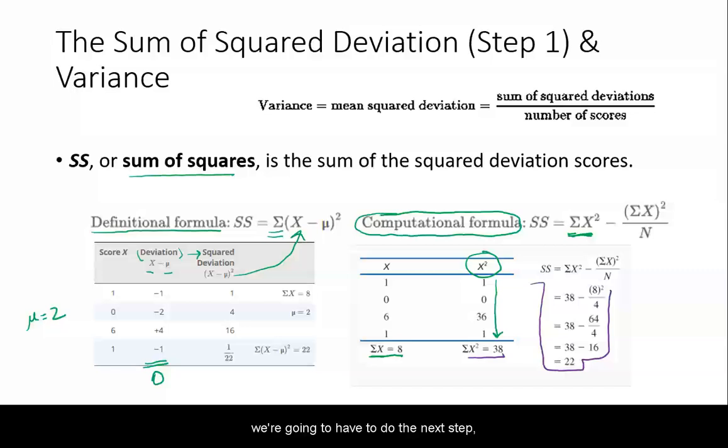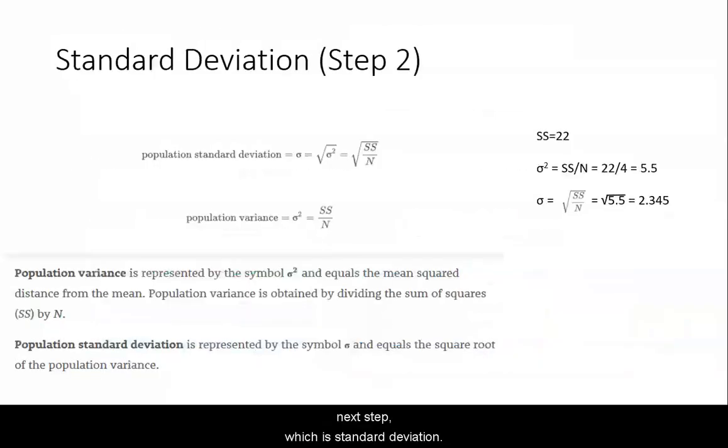the next step, which is calculate standard deviation, which is, basically we're just going to take this 22 and take the square root of that. And that would give us the next step, which is standard deviation.